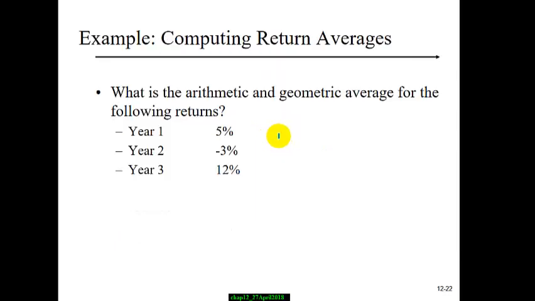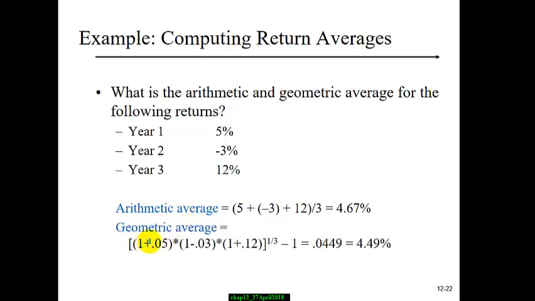Let's take a look at this example and find the two calculations. The arithmetic average is simply adding up the 3 annual returns and dividing by 3. For the geometric average, we need to first multiply 1 plus each annual return, then raise the whole product to the power of 1 over 3, and subtract 1. Can you verify if the arithmetic average is higher than the geometric average?